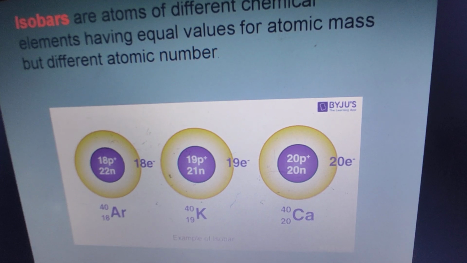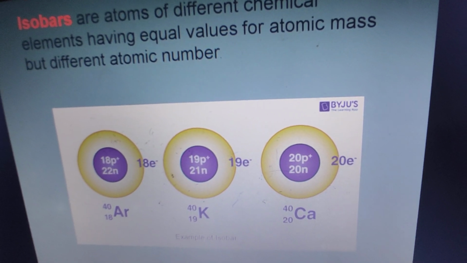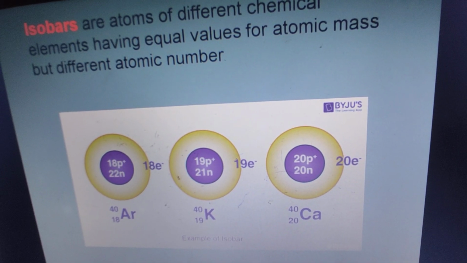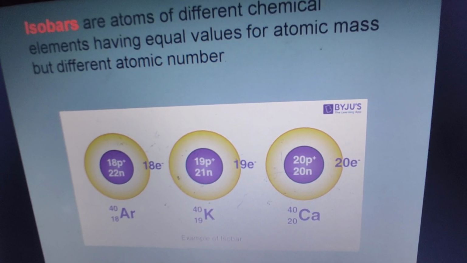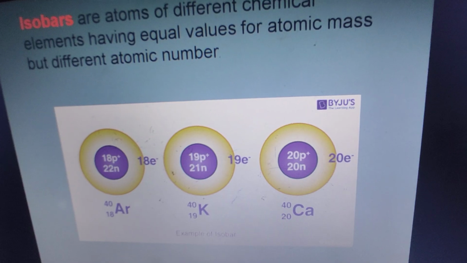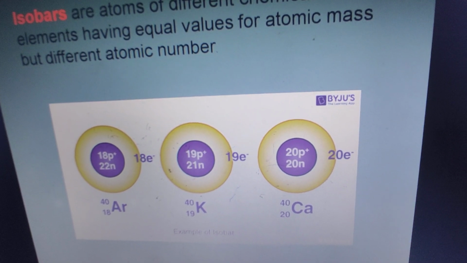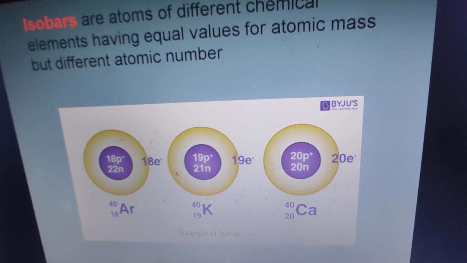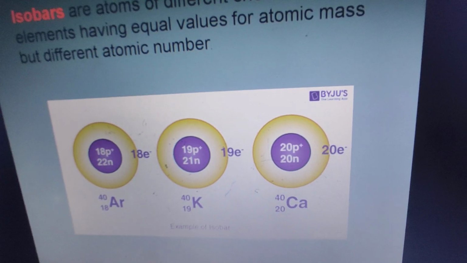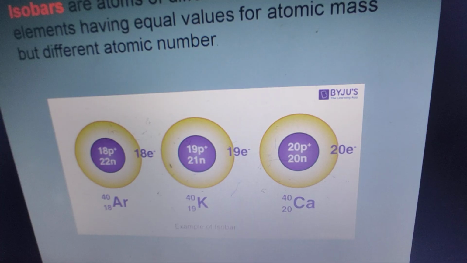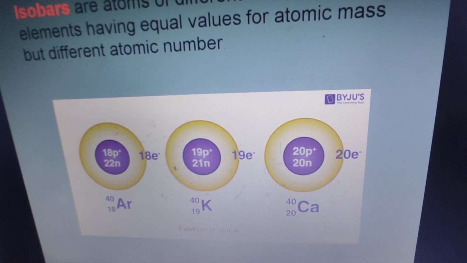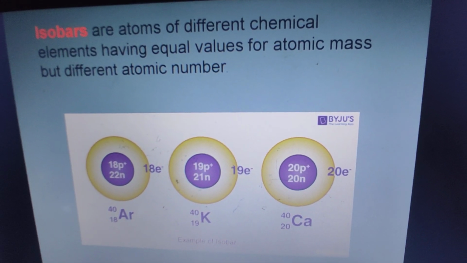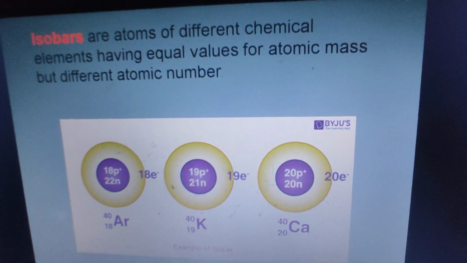ಲೆಟ್ ಅಸ್ ಕನ್ಸಿಡರ್ ದಿಸ್ ಆರ್ಗನ್. Argon is having atomic number 18, mass number is 40. In potassium, mass number is 40, atomic number is 19. Calcium, atomic number is 20, mass number is 40. So when you compare these three, the mass number is constant, that is 40, only they are differing by the number of protons or the atomic number. In case of argon it is 18, in case of potassium it is 19, in case of calcium it is what? 20. So isobars are the atoms which have the same atomic mass number but different atomic number.